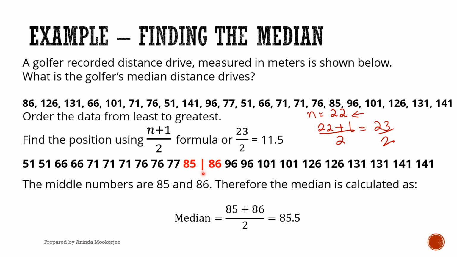Since the position does not fall on a number, it's in between 2 numbers, you have to find the mean of the 2 values surrounding that position. So the middle numbers are 85 and 86. Therefore, the median is calculated as 85 plus 86 divided by 2, which is 85.5, right?